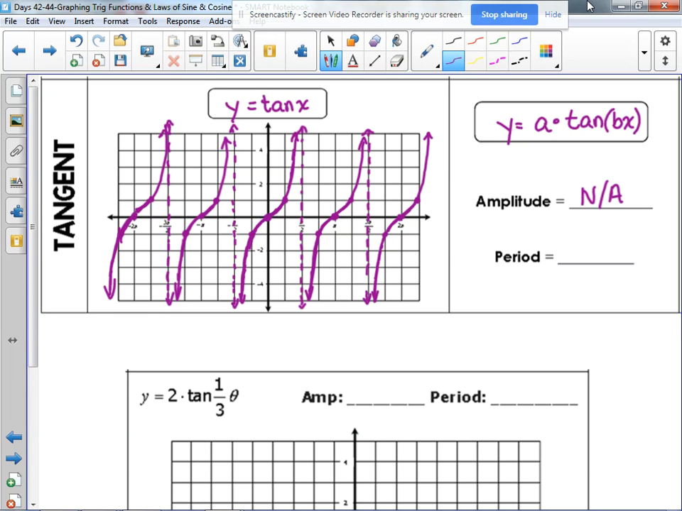It does have a period though. Is the period 2 pi like sine and cosine? What's the length of our pattern here? If we go from negative pi over 2 to positive pi over 2, that's a length of pi. Or from pi over 2 to 3 pi over 2, that's a length of pi. Okay, so the period of tangent is just pi, where sine and cosine were 2 pi. So tangent's just kind of its own little creature there.